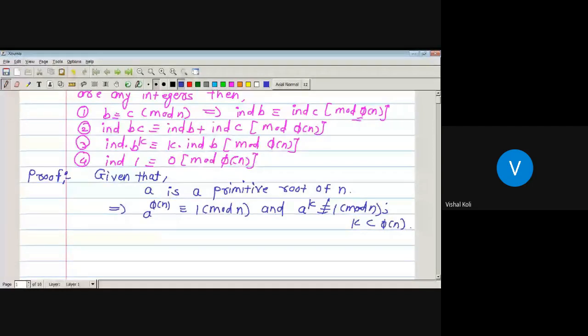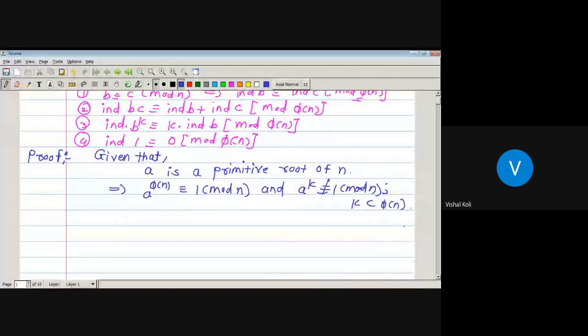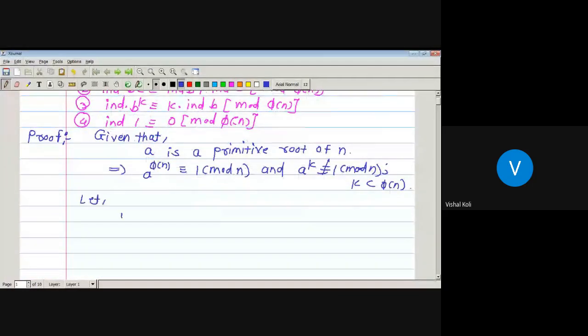Now let us suppose that index of b is some r1 and index of c is some r2. Okay, so here we have two integers b and c, and we have taken index of b equal to r1 and index of c equal to r2.